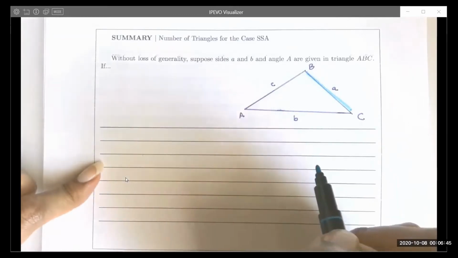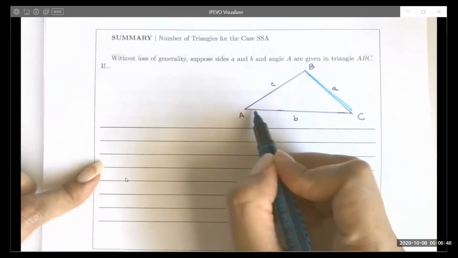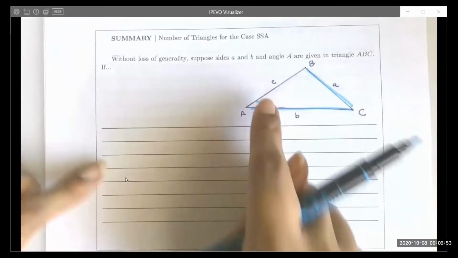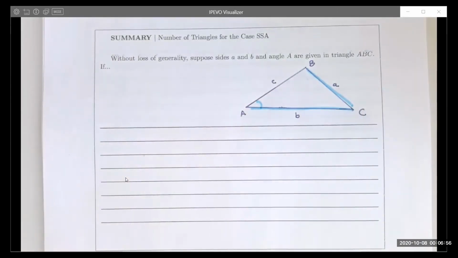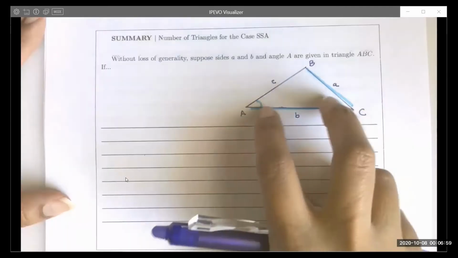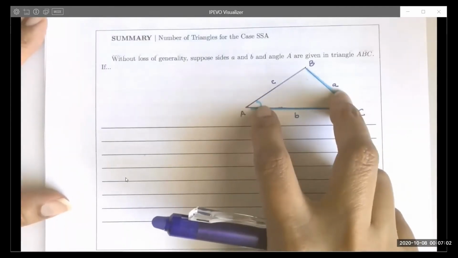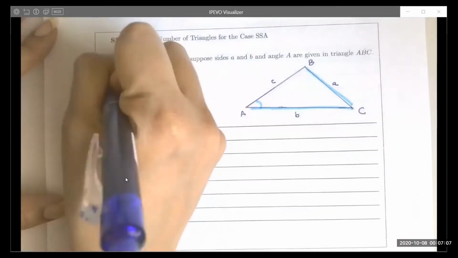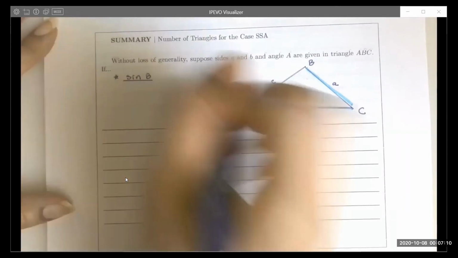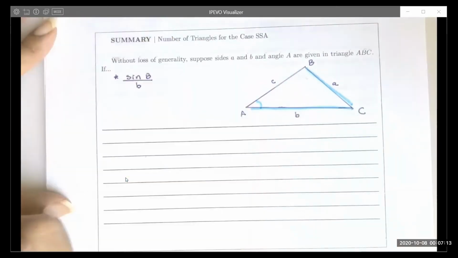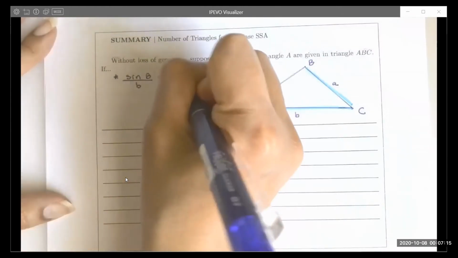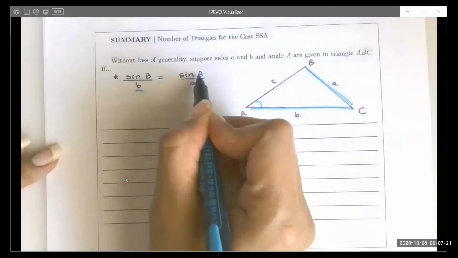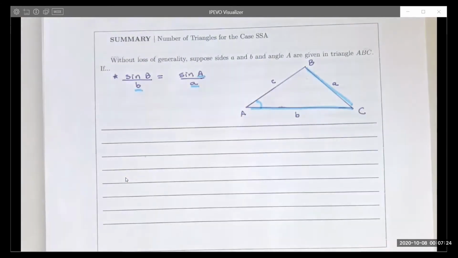Let's see, did I draw this correctly? Suppose that side A, yeah, okay, good. And the angle A is given to us. So we have side-side-angle. What do we do in this case? Well, because we have this pair of angle with its opposite side, and because we have side B, we can apply the law of sines to help us find angle B. We could write sine of angle B over B is sine of angle A over A, and these 3 quantities we're assuming are known. They're being given to us.